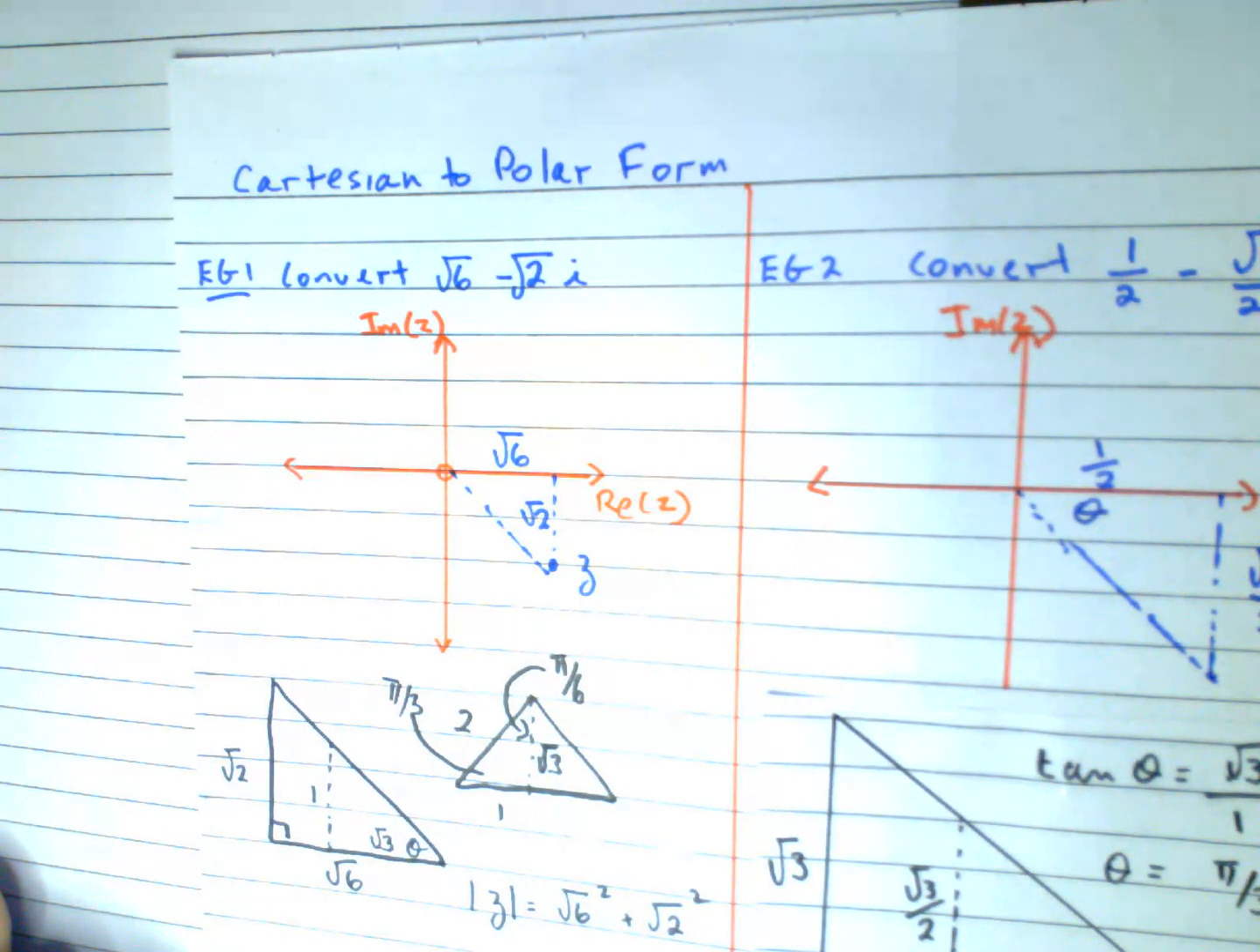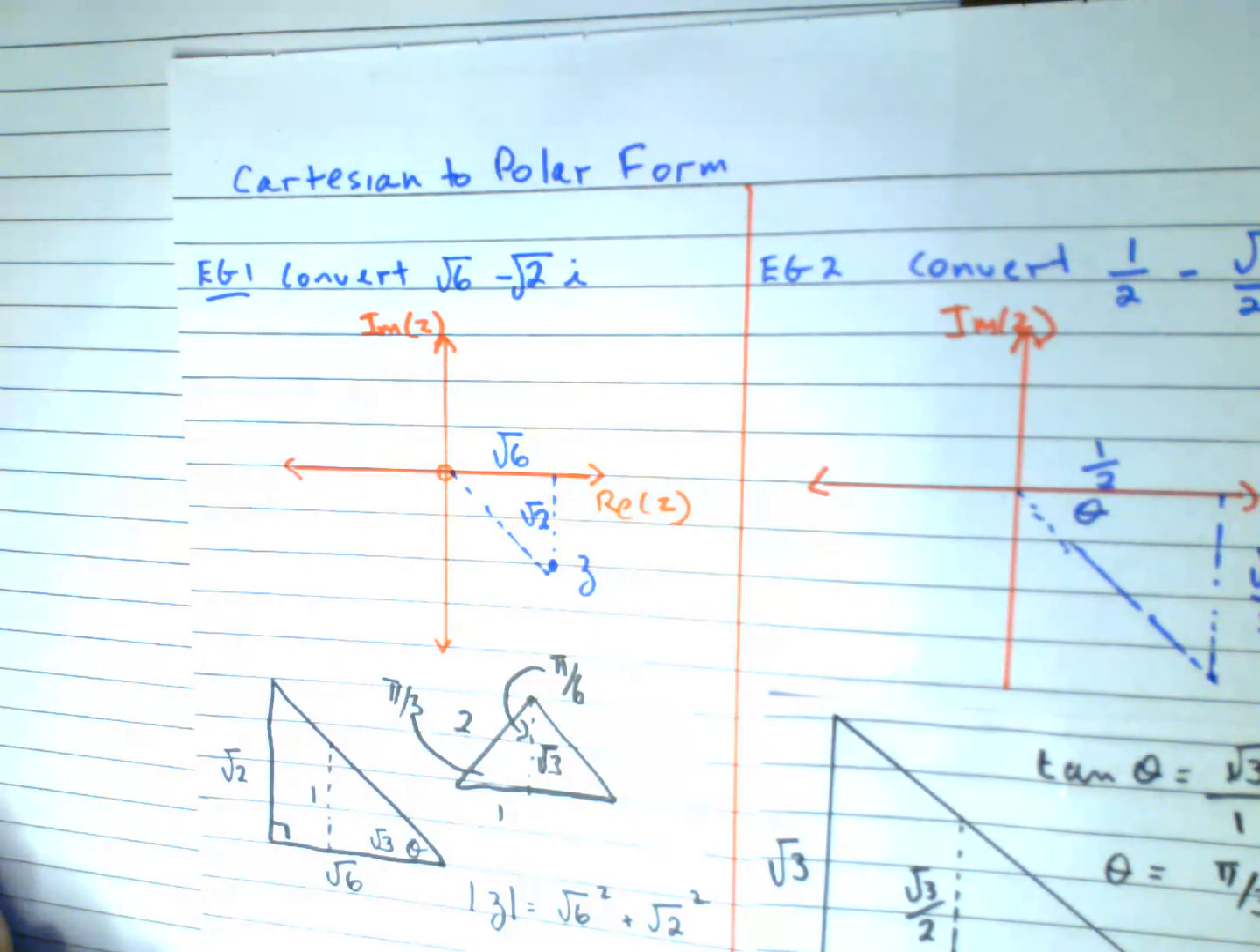Never hurts to draw a diagram. I think a diagram is a really good idea to get your bearings, if you'll pardon that pun. So we've got the square root of 6 as the real component and square root of 2i as the imaginary component. So we form a little right angle triangle there, and we're very interested in the angle theta.